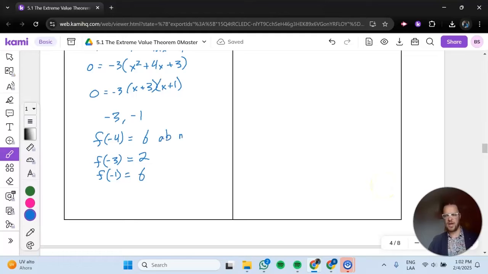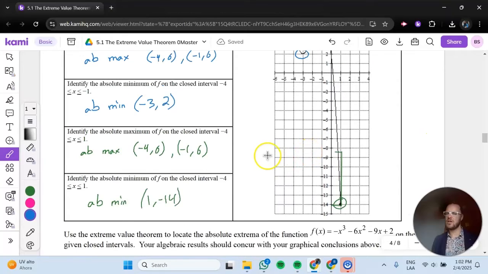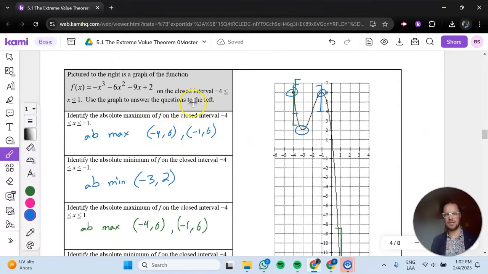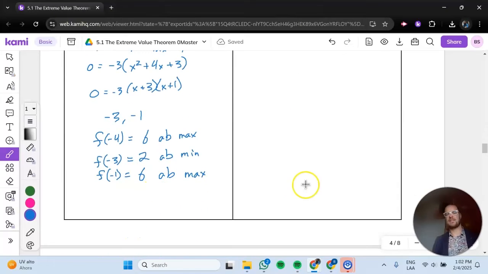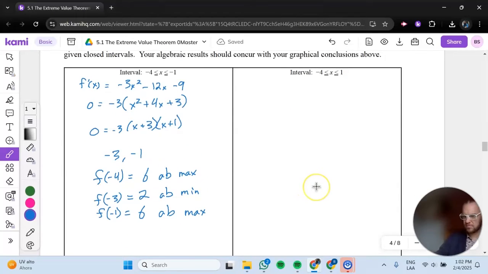That means that this is my absolute max, and so is this. So we've got 2 absolute maxes that equal 6, at -4 and -1. And we got -3 and 2 as our absolute min, which is exactly what we got before, right? -4, 6, -1, 6, and then our minimum was -3, 2. So we got the exact same things algebraically, which is the whole point.